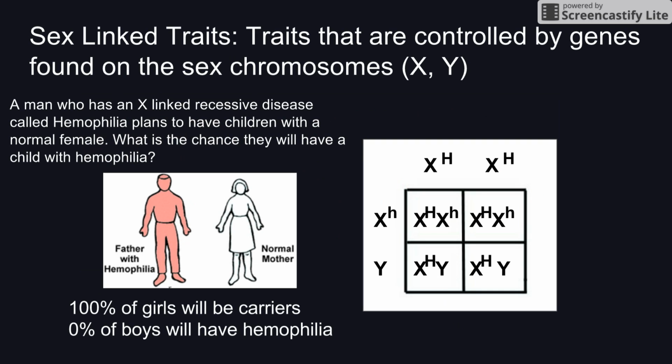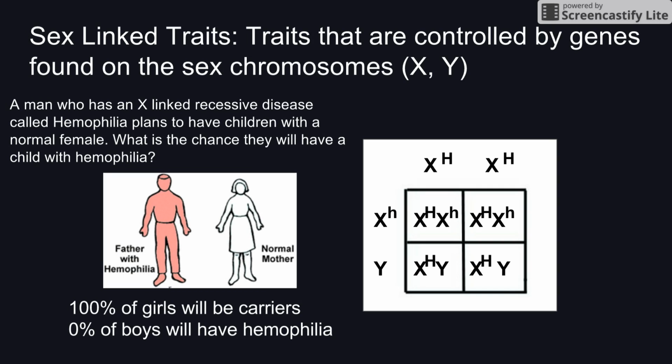Okay, something else we talked about was sex-linked traits. Usually these traits are going to be found on the X chromosome, but they could also be on the Y chromosome. Okay, so just to refresh our brains on this, I have a sample question here. It says, a man who has an X-linked recessive disease called hemophilia plans to have children with a normal female. What is the chance they will have a child with hemophilia?